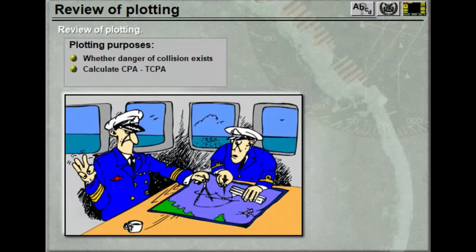Plotting has two main purposes. It can show us where the danger of collision exists, how close we will pass the target, CPA, and how much time before this will take place, TCPA. Calculated target aspect is another interesting parameter which can be obtained from plotting. Here, only a brief repetition of the plotting principles will be given.